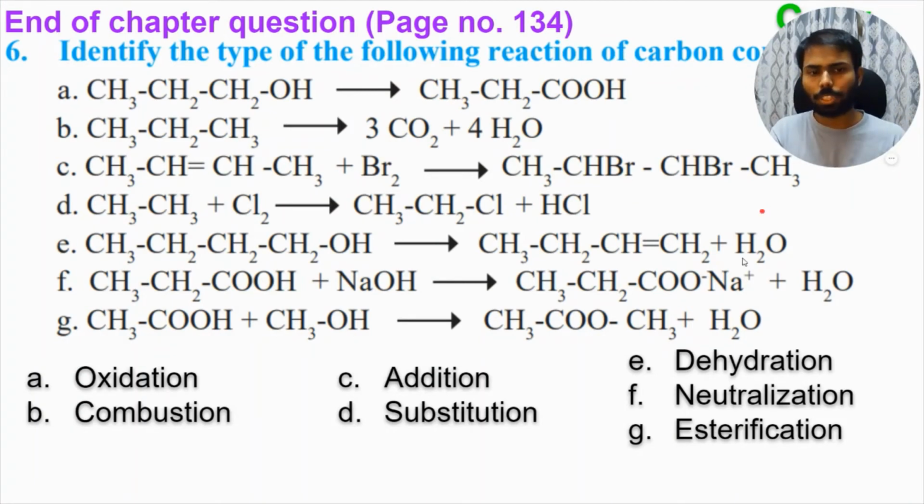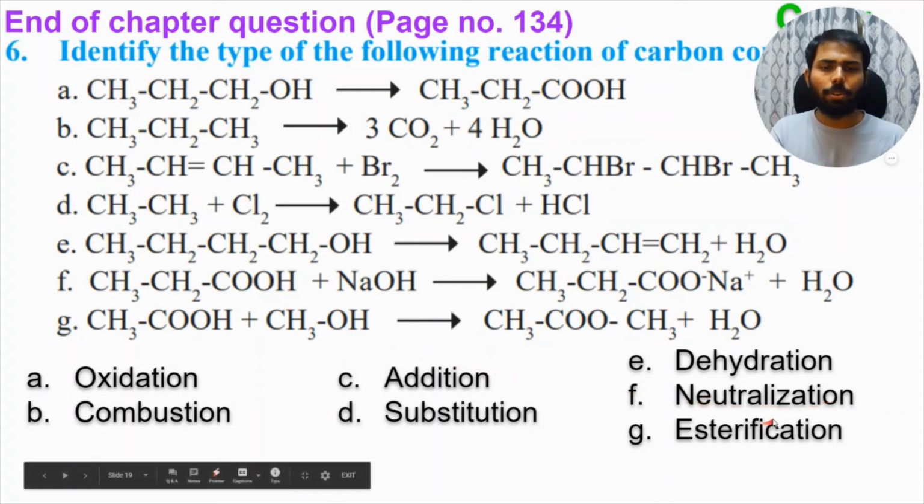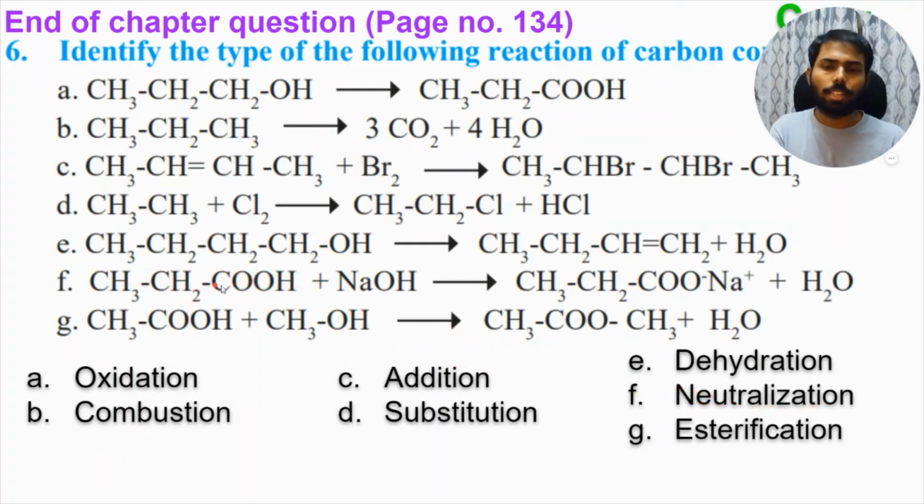Okay, next, neutralization. Why neutralization? This we had seen yesterday itself, right? This is an acid, right? This is ethanoic acid. This is sodium hydroxide, which is a base. So acid plus base gives you salt plus water. So this is a neutralization reaction. Very frequently you see neutralization reaction in chemistry.